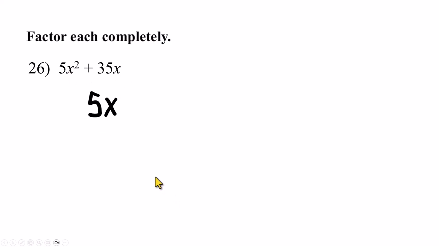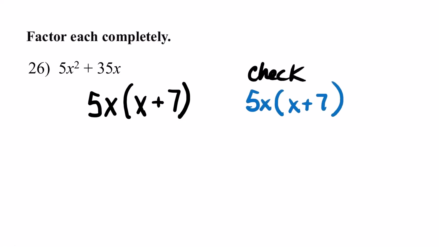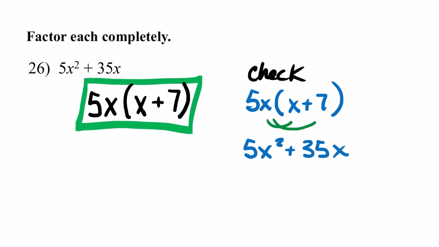So I'll write 5x, and then I'll put some parentheses and figure, okay, what do I have to put in the parentheses to make this work? 5x times something equals 5x squared, that is x. 5x times 7 gets you the 35x, so it's x plus 7, and that is the answer. But you want to do a check if you're not sure. Do distributive property back, and there it is. So that is our answer.